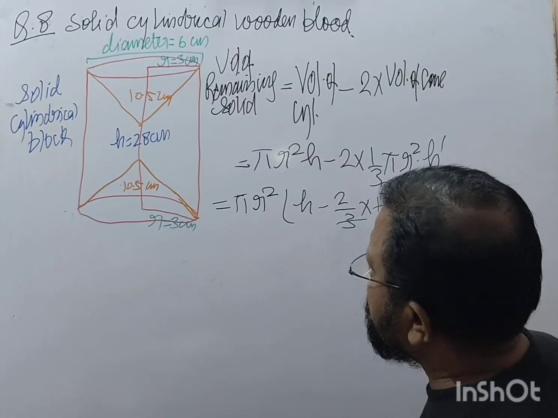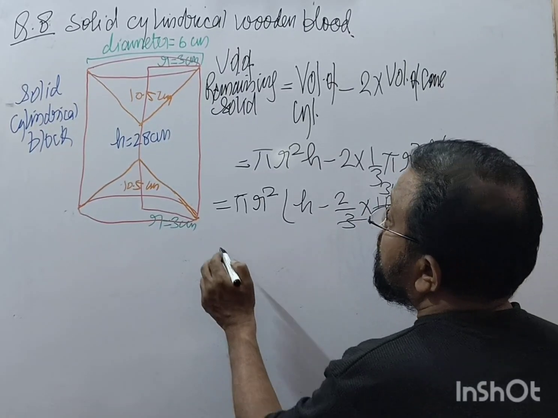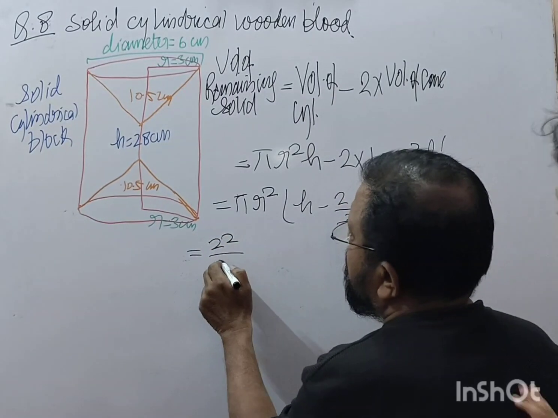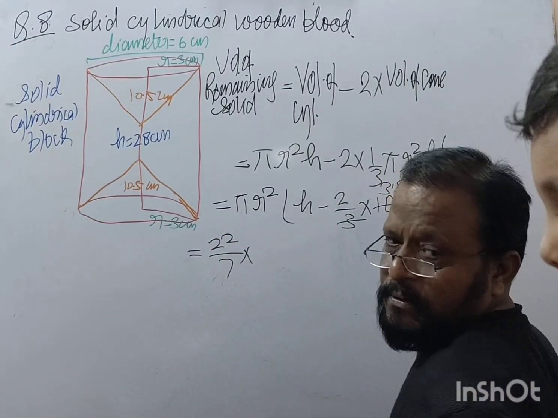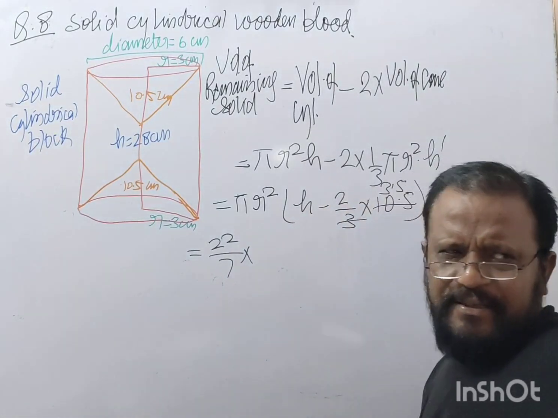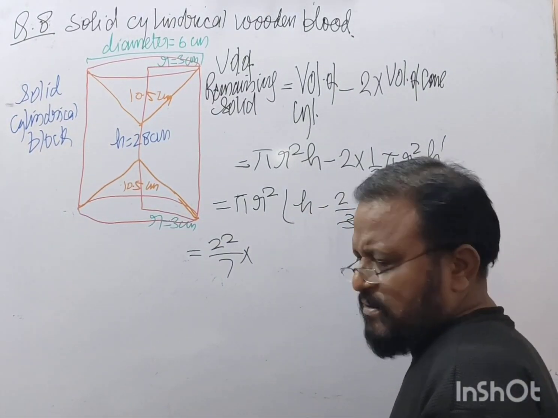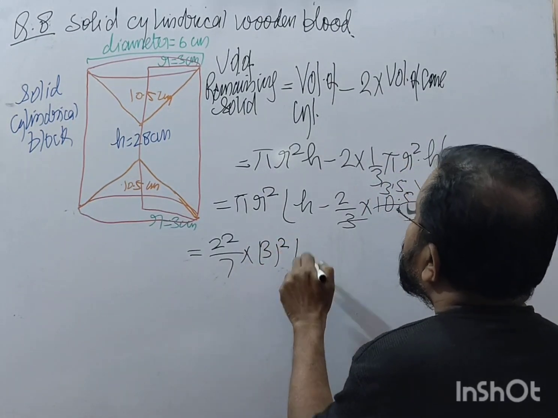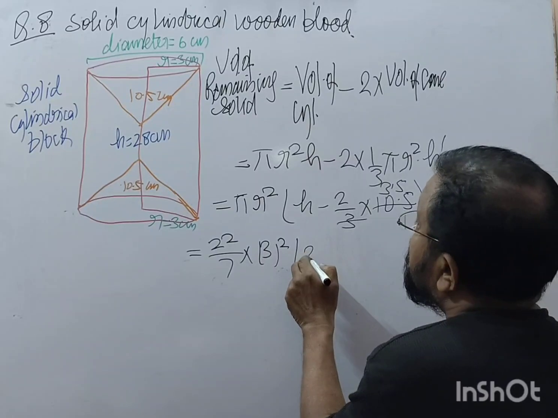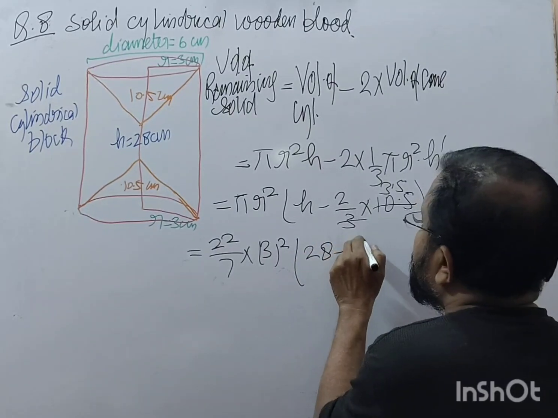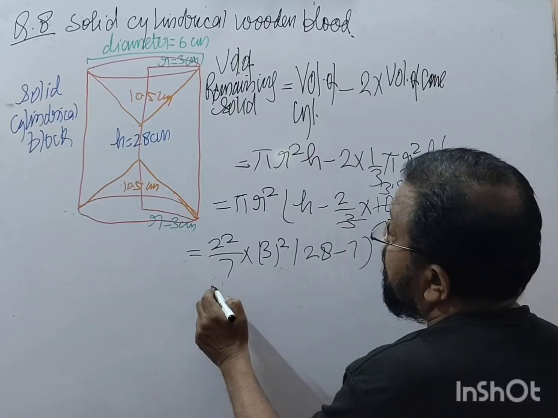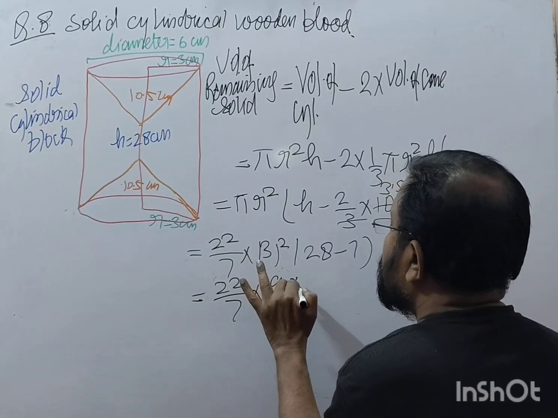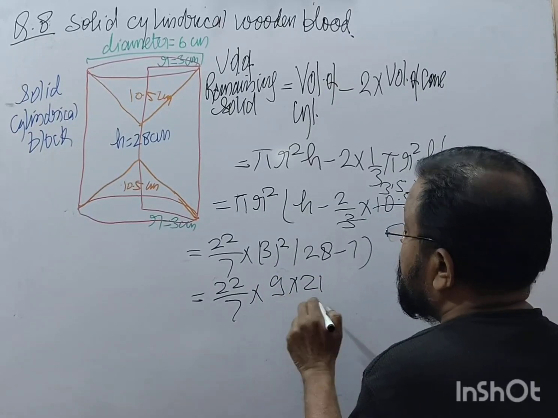H is equal to 22 upon 7 into 3.3 whole square bracket, H is 28 minus 7, right? 22 upon 7 into 9 into 21. It becomes how much?